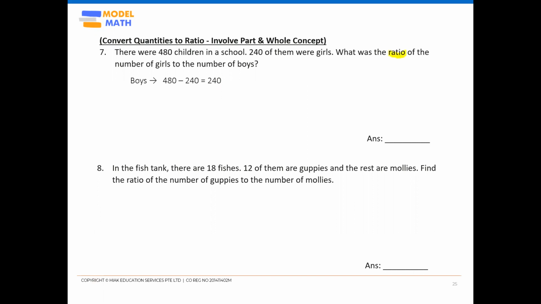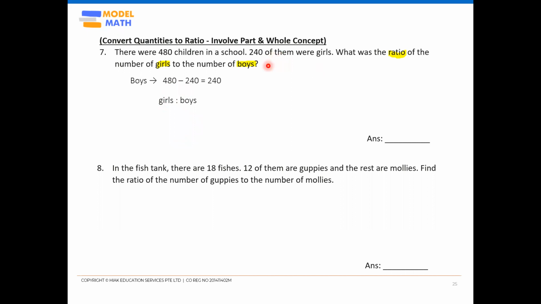So ratio is to compare a relative proportion between the two groups of people. So they want the ratio of girls to the number of boys. So then what we should do is write down the title of the ratio first, in this case, girls to boys. Okay, so girls to boys, make sure you write this down first. So once you have written down the correct title of the ratio, you can then go and write down the numbers under each respective group.